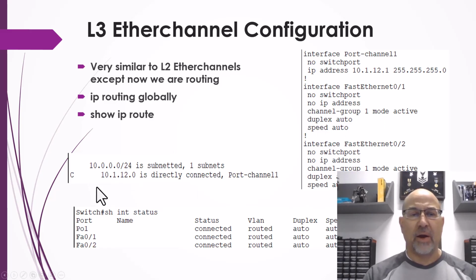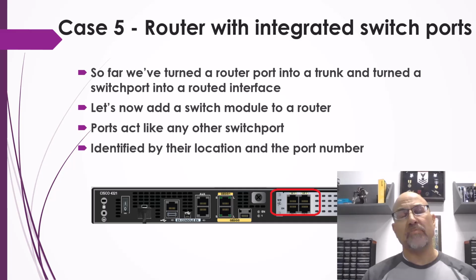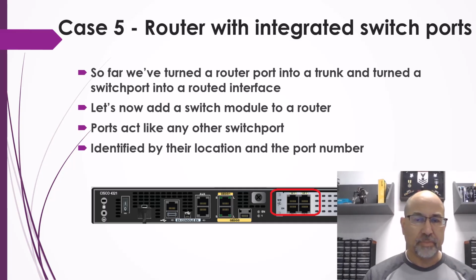We get a routed entry here. We have IP routing globally. Now, the last thing that we're going to do as far as routing goes is use a router with integrated switch ports. What this means is that we're going to add a module to the router. So far, we've turned a router port into a trunk so that it can talk to a switch that's a trunk port, and we've turned a switch port into a routed interface.